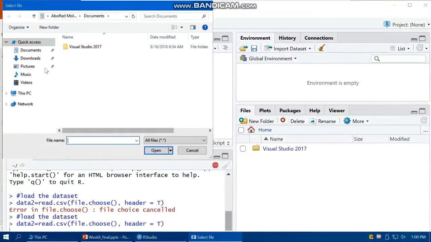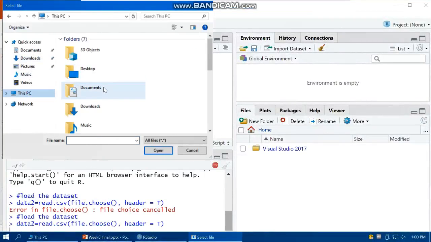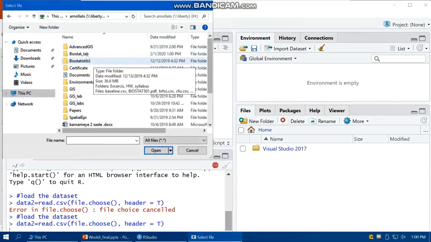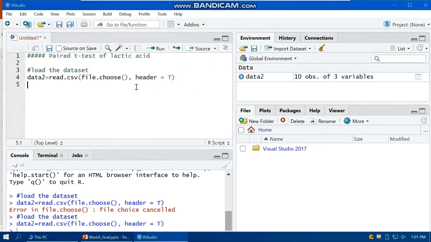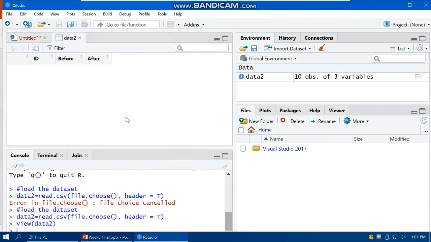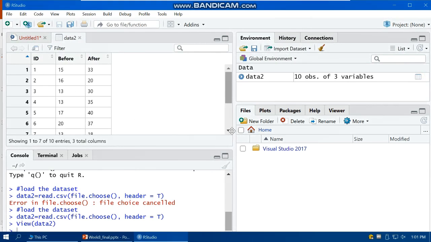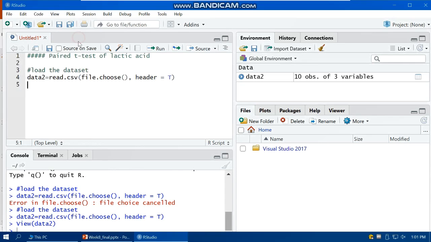So it asked me where I saved my data, which was in the lactic acid file. So here is the data. We have only 10 observations. Your sample size is very small. That's why the t-test is appropriate. 10 observations and 3 variables. And if you click on this one, you can see the data. For 10 individuals, we have the amount of lactic acid before and after the exercise. So this is the data set that I have.